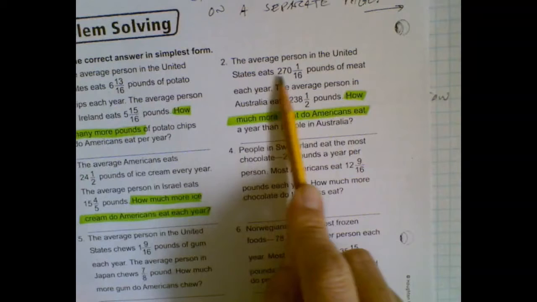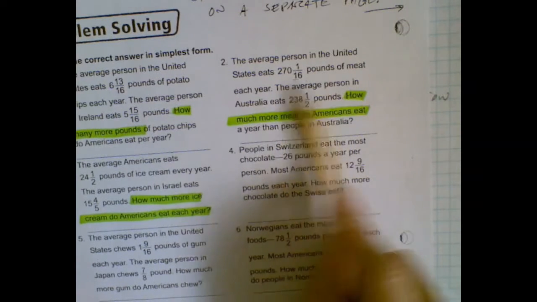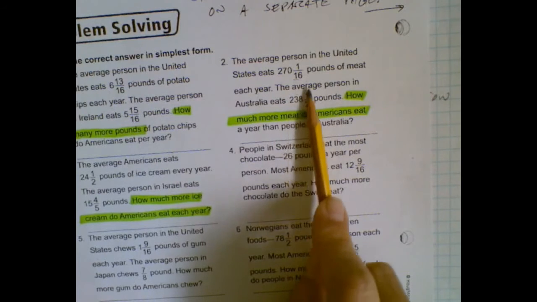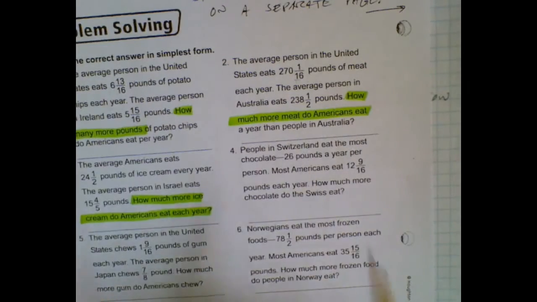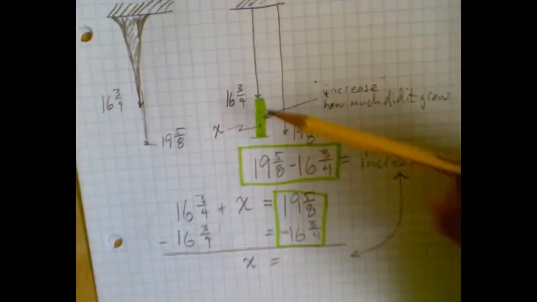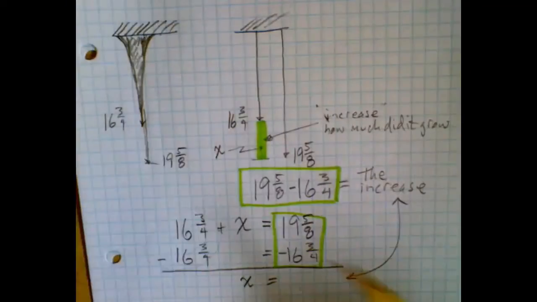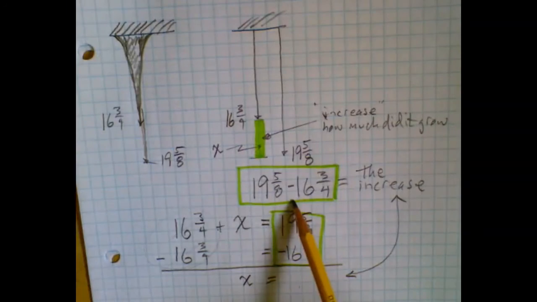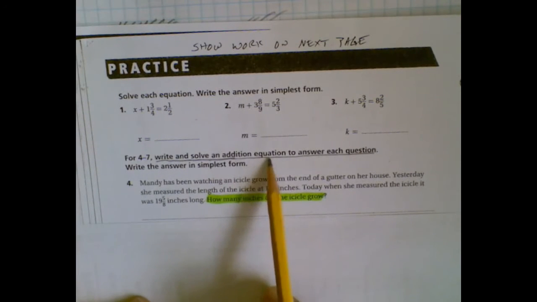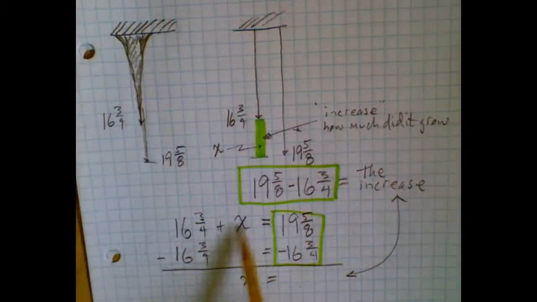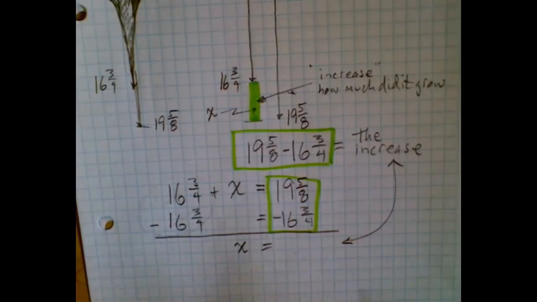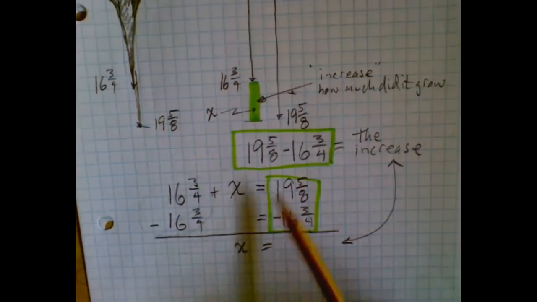The average person in the United States eats 270 1/16 pounds of meat each year. The average person in Australia eats 238.5 pounds. How much more meat do Americans eat? So this how much more language is identical to this problem, and we could set up the problem one of these two ways. As a computation problem, or as in this case, write and solve an addition equation to answer each question. And lo and behold, with our icicle problem, that's exactly what we did. We set up an addition equation to find out how much more the icicle grew.